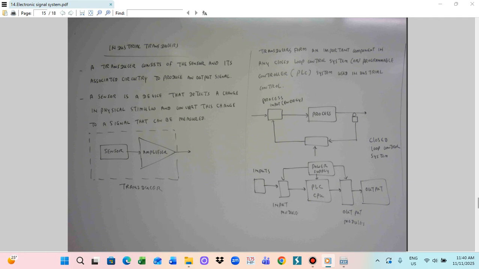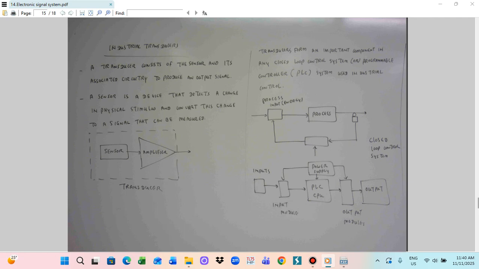The reason is that the signal produced by the sensor will be a weak signal. This signal may not be high enough to transmit over the transmission line, or to feed to the computer. So this signal needs to be amplified. The sensor and the amplifier are combined in the transducer. The transducer system can be utilized for the closed control system or the programmable controller system.